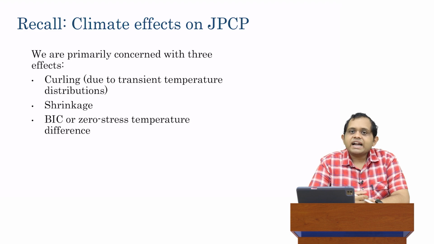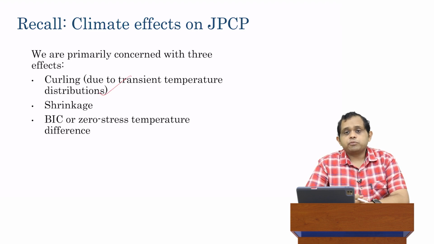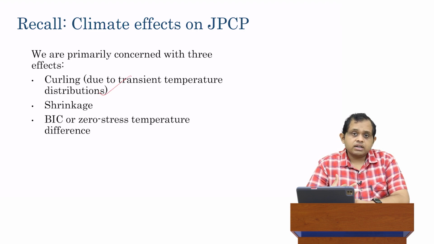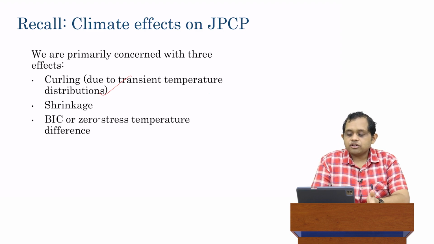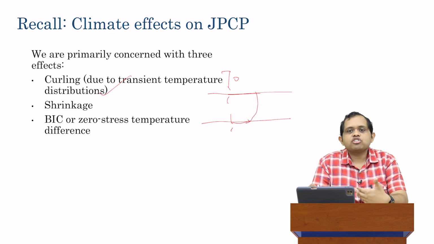As I just mentioned, what are the effects of climate when we consider a JPCP section? We have three effects which are important from a mechanistic perspective. There is a fourth effect, which is creep, but we're not going to talk about that. One effect is curling. Curling happens due to transient temperature distribution: depending on the position of the sun, the wind, the air temperature, and so on, you have a temperature distribution inside the JPCP. If this is the JPCP surface layer, and you have some reference temperature T naught, a temperature distribution develops, and it keeps changing over time. That's what we call a transient temperature distribution.